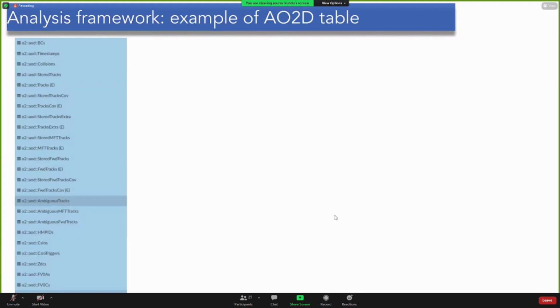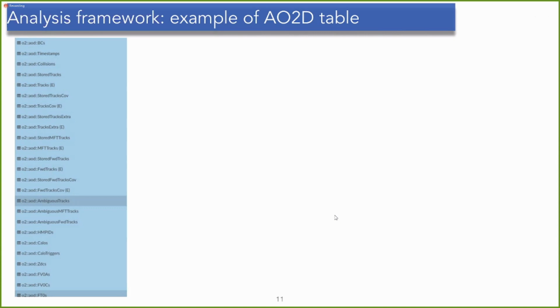Now let's have a look at this AO2D table. In the O2 framework, we have several AO2D tables. I have listed a few of them on the left-hand side. You can see the table named BCs, which basically corresponds to the bunch crossing. Then collision, which stores the information of the collision. Then track. For the track, we can see there are various kinds of tracks, like tracks, track covariance. Then we also have the track extra. So these tables basically store different kinds of information.